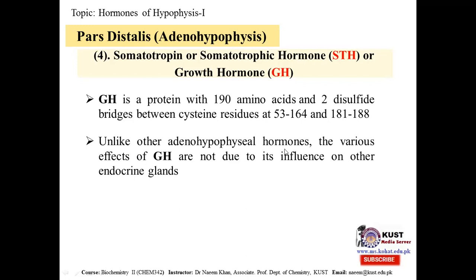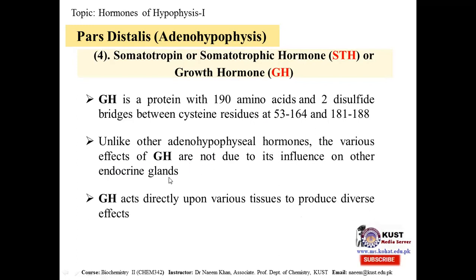Unlike other adenohypophyseal hormones, the various effects of growth hormone are not due to the influence of other endocrine glands. Actually, it is having direct effects. GH is having direct effect on various tissues to produce diverse effects, and that's why it is not a tropic hormone. It is actually a direct hormone, not tropic.